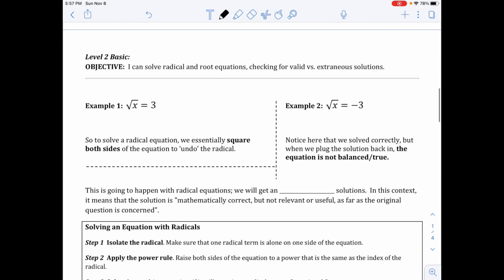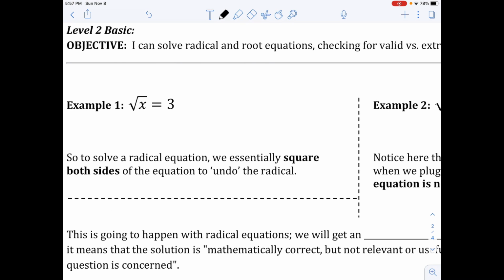All right, now we're going to talk about this objective, which is solving radical equations. So when you solve radical equations, we essentially square both sides of the equation to undo the radical. So in this first problem, we would square both sides. On the left side, we would get x, and on the right side, we would get 9.